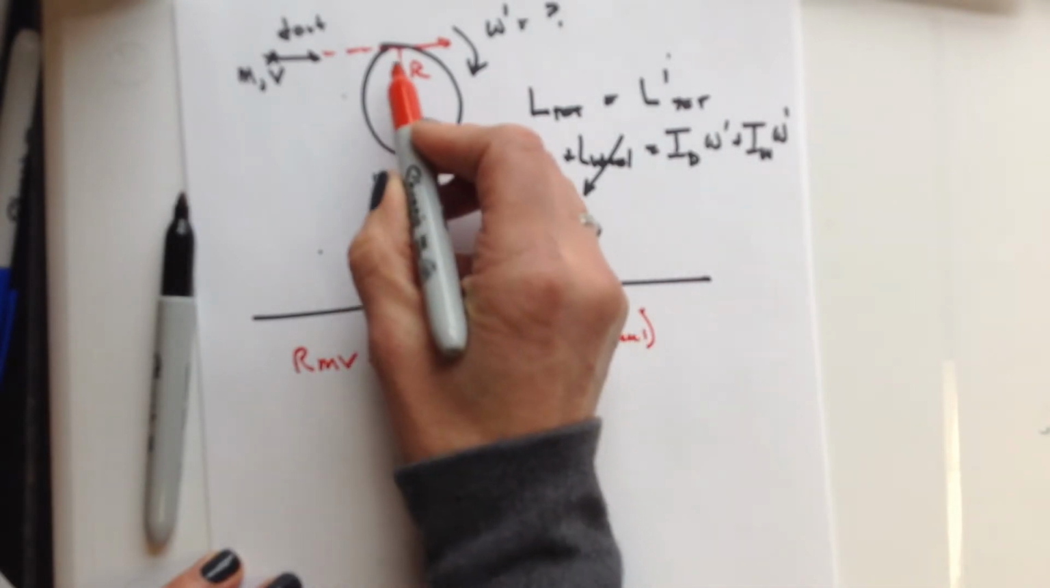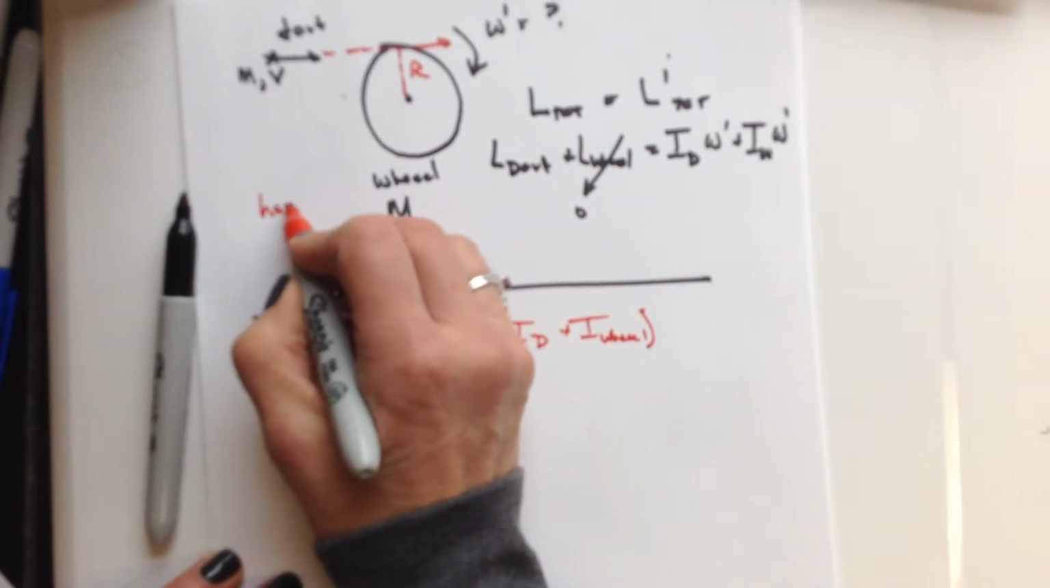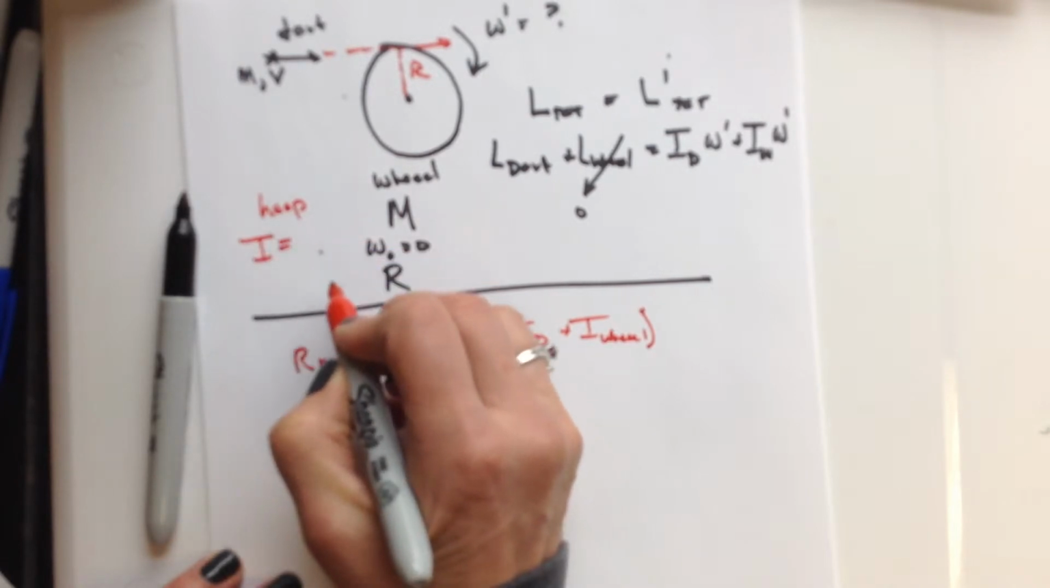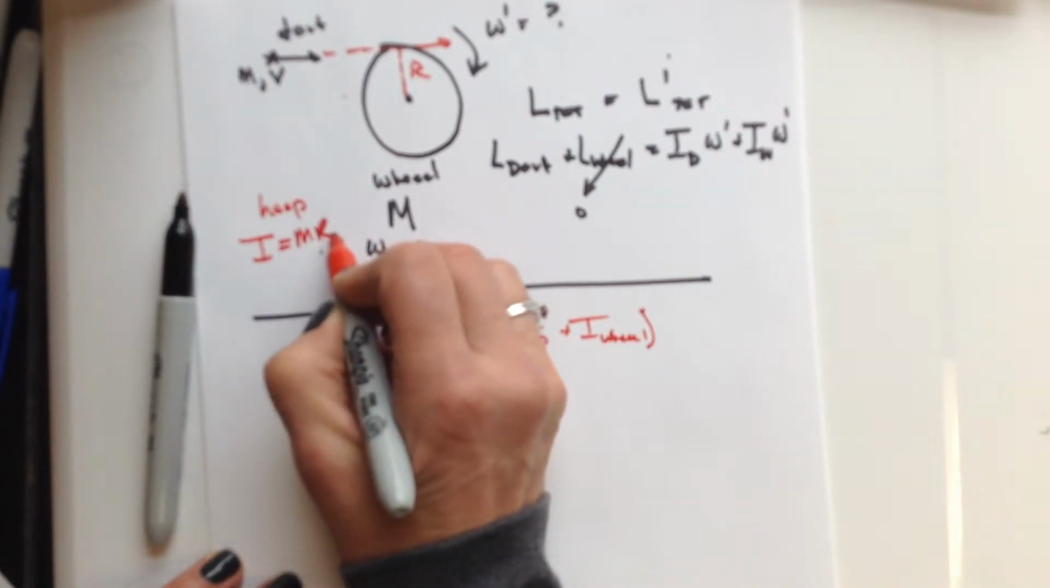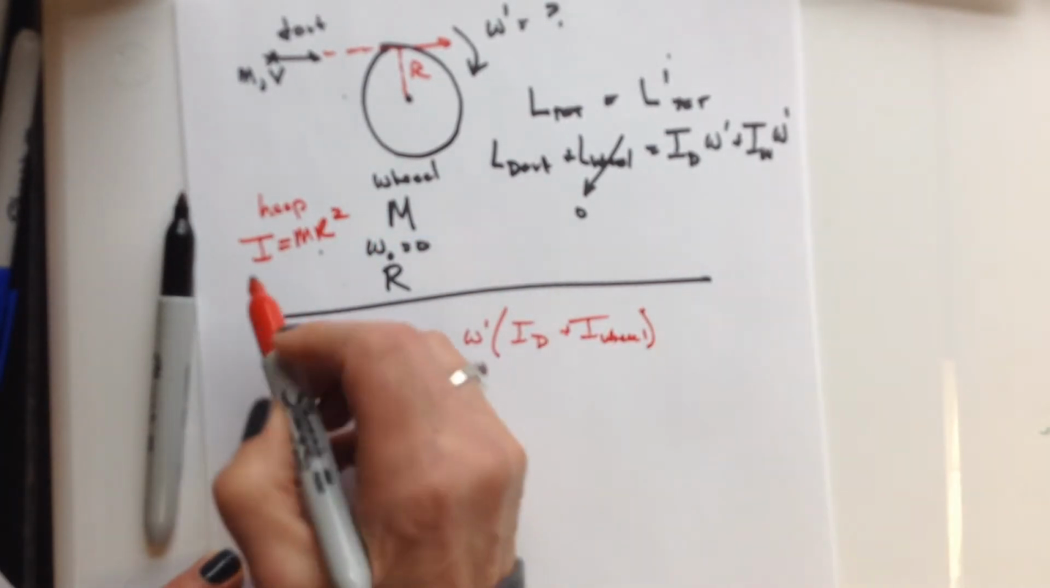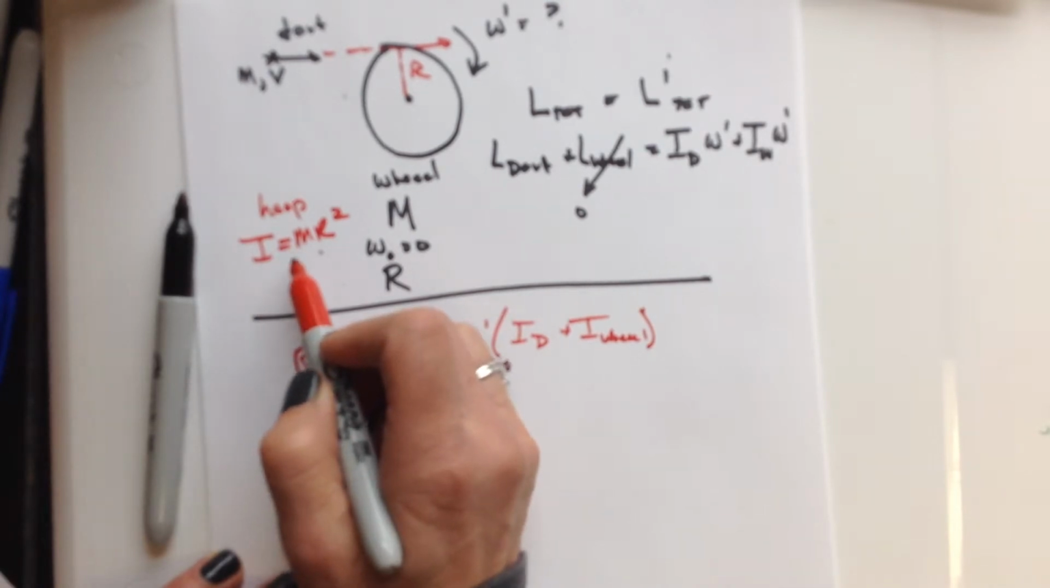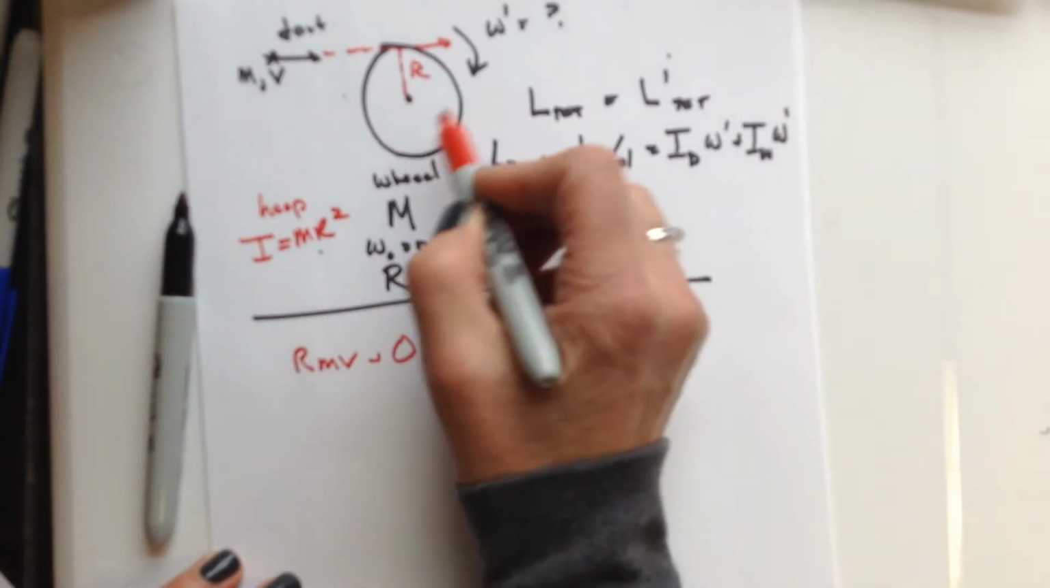Okay, the wheel is going to act like a hoop, and we can use the rotational inertia of the hoop to be MR squared. I don't remember if in the problem maybe I said it was a disk and we use 1/2 MR squared, but whatever, you get the idea.